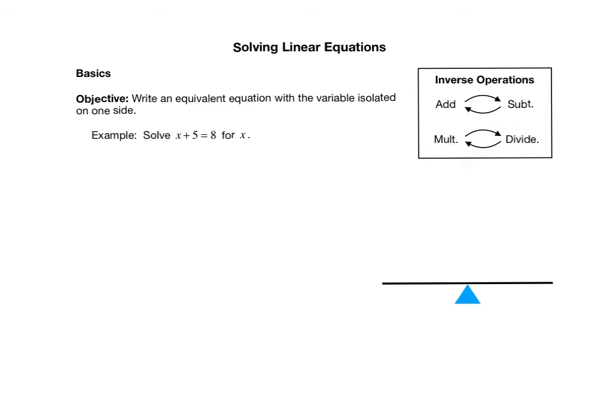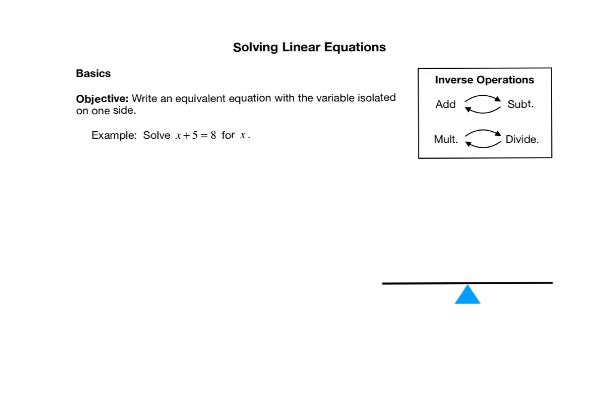Let's now solve the equation x plus 5 equals 8. We are going to write equivalent equations until we've isolated the variable on one side. That then will give us the solution, and we're going to use these inverse operations to undo what's happening to x. So x is not by itself here. X is having 5 added to it. So we want to undo the addition of 5. And the way you would undo adding 5 is to subtract 5.